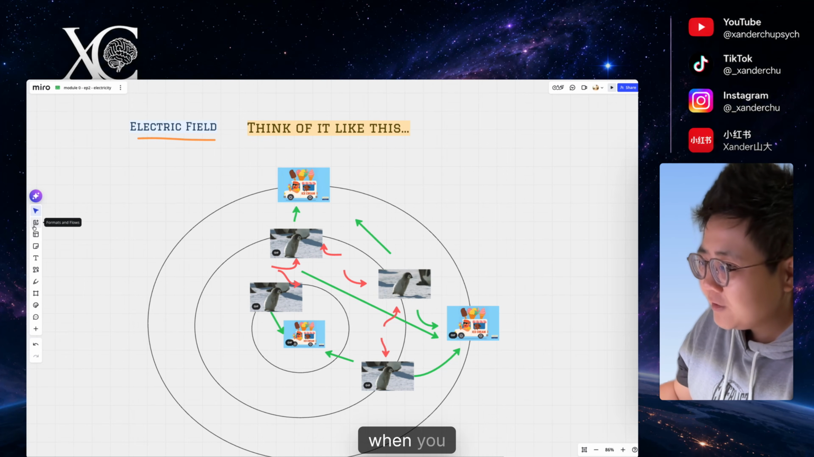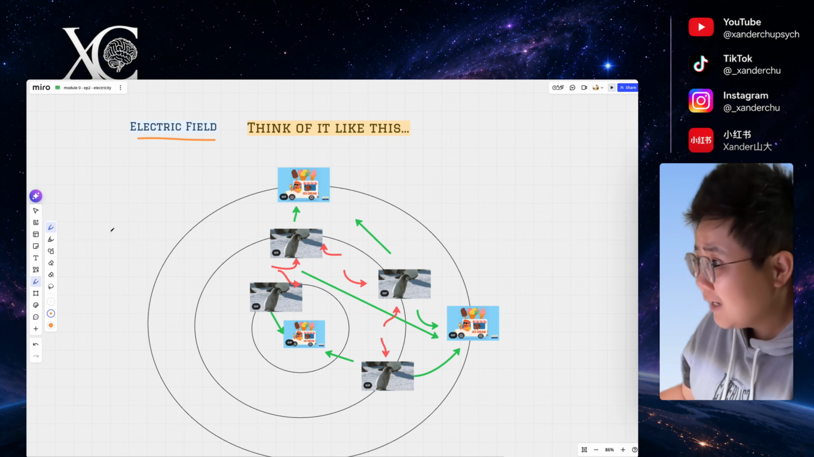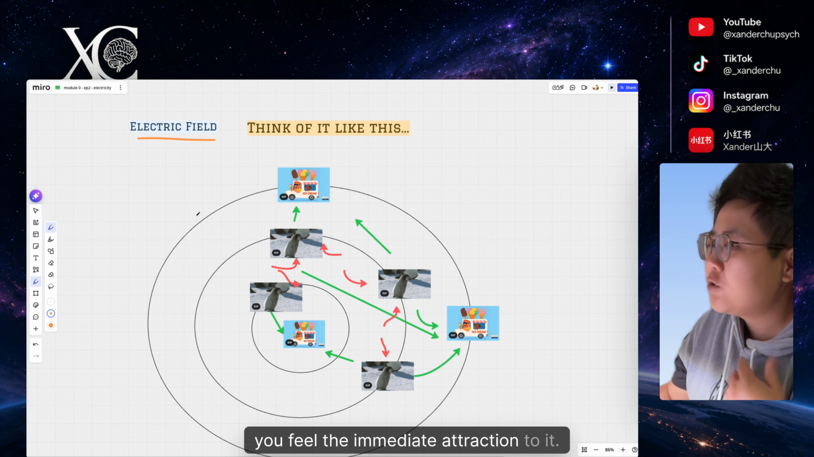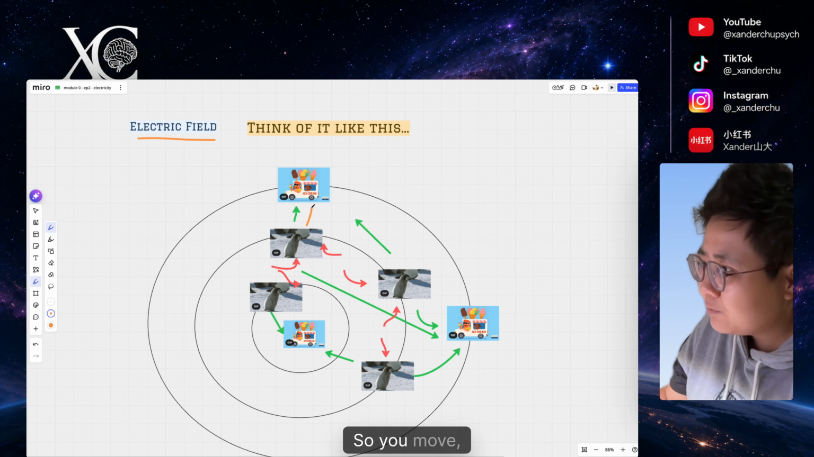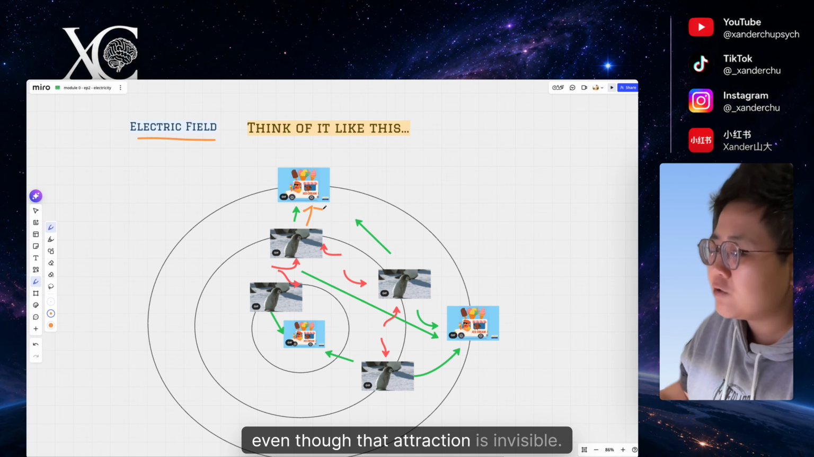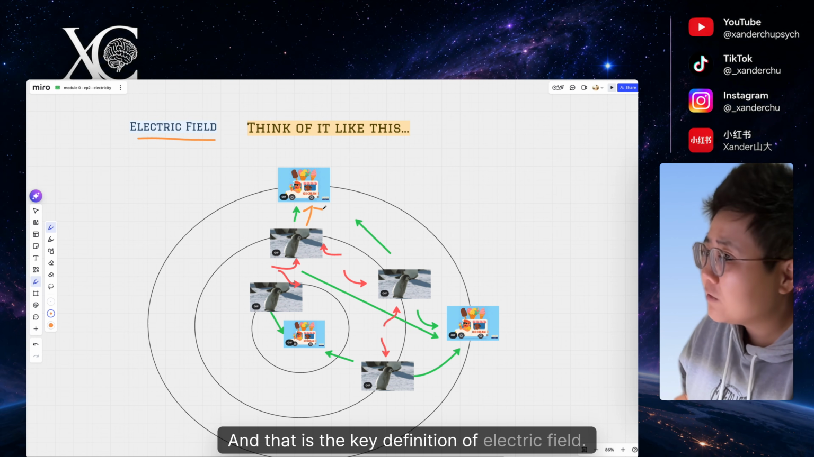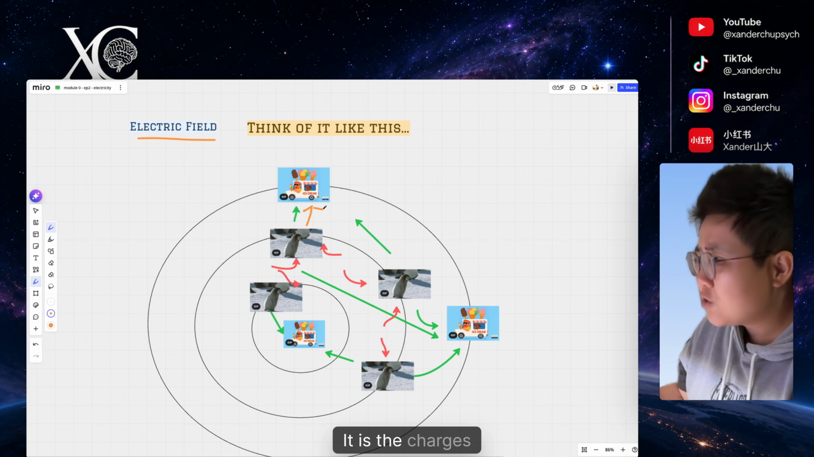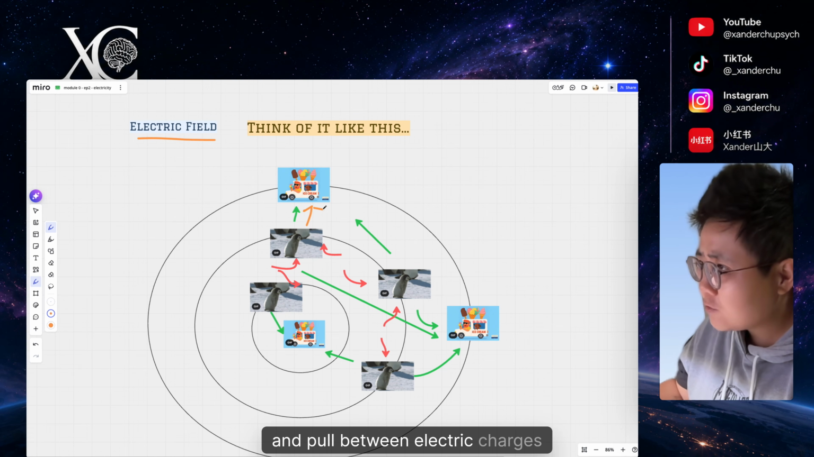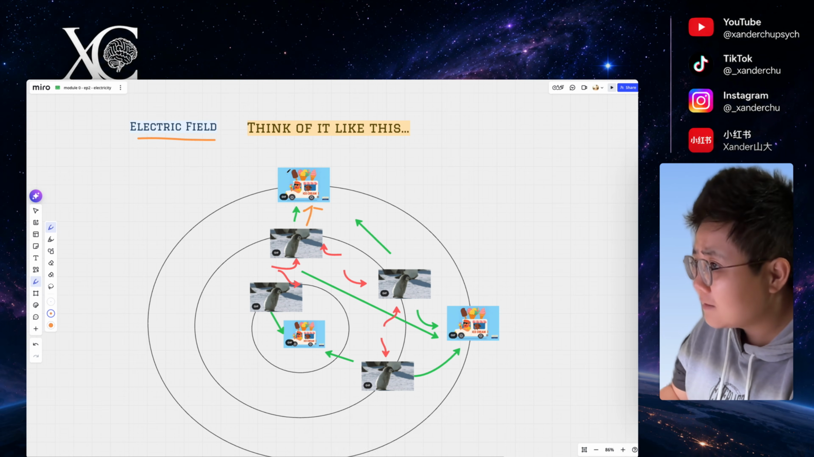When you're a kid, when you hear the sound of an ice cream truck, or when you see an ice cream truck in the distance even, you feel the immediate attraction to it. So you move, right? You move toward what attracts you, even though that attraction is invisible. And that is the key definition of the electric field. It is the charges' interaction, the push and pull between electric charges in a defined area that creates the electric field.